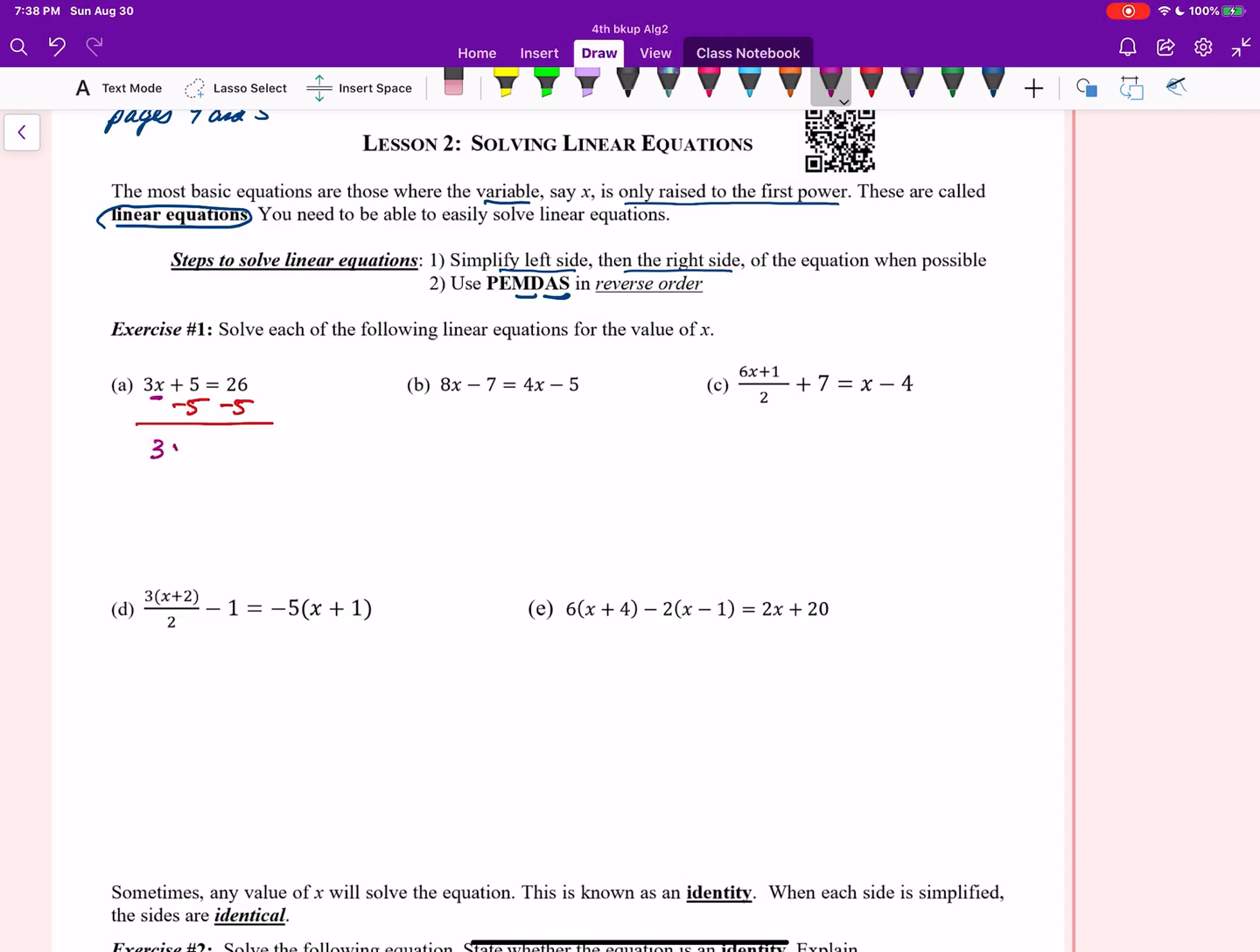So we end up with 3x is equal to 26 subtract 5, which is 21. We have 3 times x. Remember, we want to get x by itself. What undoes multiplication is division. So we divide both sides by 3. x equals 21 divided by 3, which is 7.